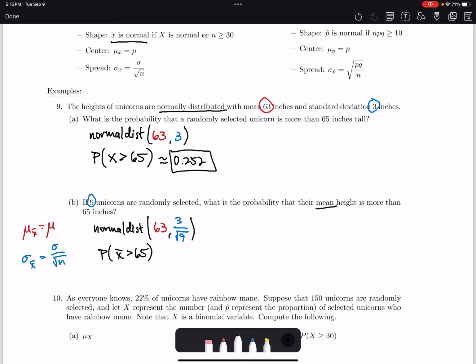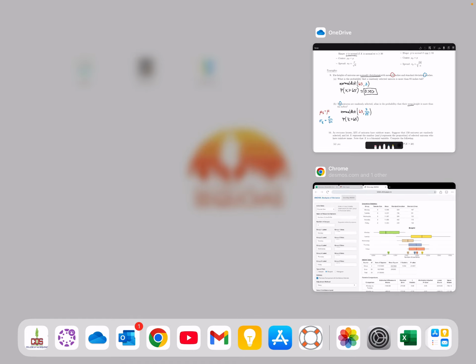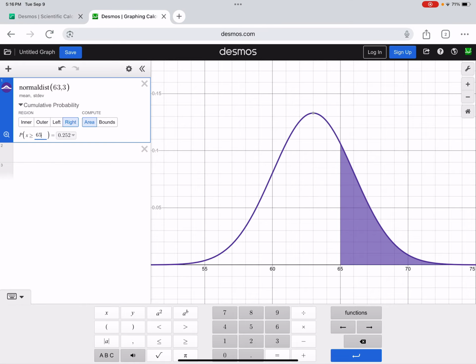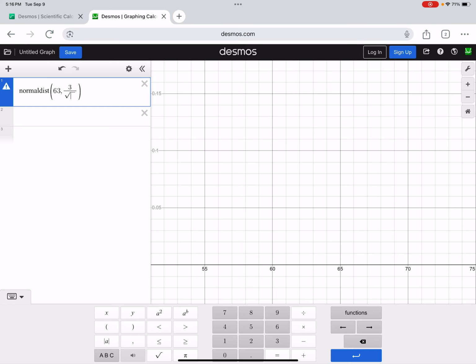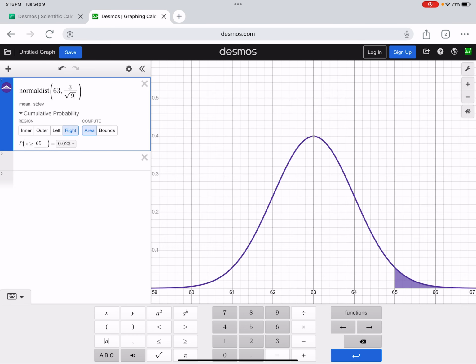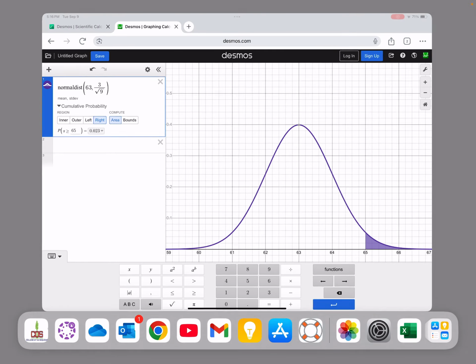Now, of course, in Desmos, there's no way to put an x bar in that space. It'll just say X. But when you write down your work, I want to see X bar there because we're looking for the probability the sample mean, X bar, is more than 65. So let's take a look. The only thing we need to change is the standard deviation, right? We need to divide by the square root of 9. So here I'm going to divide by square root of 9 and zoom in on that, but that's it. 0.023.